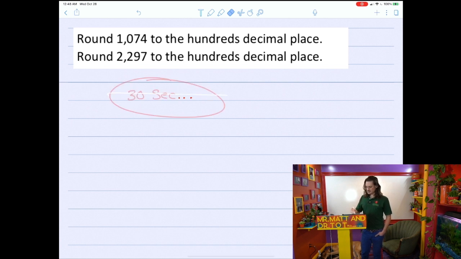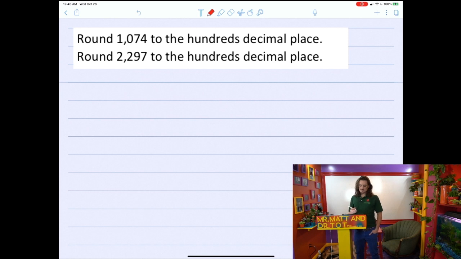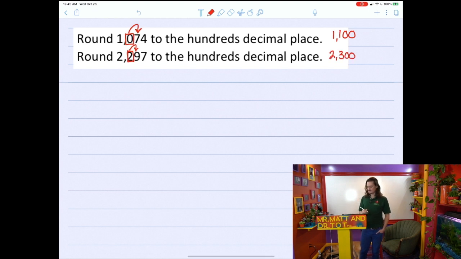Okay, so let's look at these. So rounding 1074 to the hundreds decimal place, we're rounding to this decimal spot right here. The number to the right of that value is 7, so I'm going to bump it up. 7 is 5 or greater, so I'm going to bump this up to 1100. For the second value, I'm rounding to this spot right here. The digit directly to the right is 5 or greater because it's 9, so I'm going to round this up to 2300. If you have any questions, then please let me know.